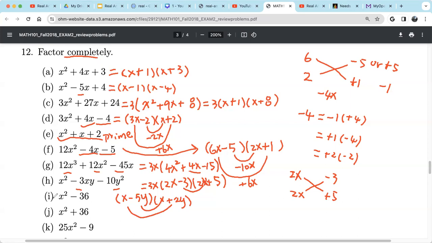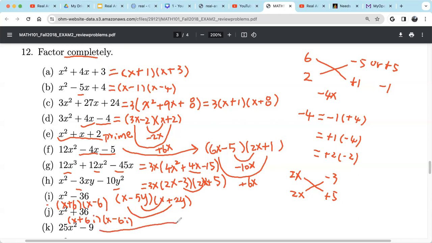So that's h. Well, for i, difference of two squares, right? Because 36 is 6 squared. So we can factor as x plus 6, x minus 6. Difference of two squares. And j can only be factored in complex. If we want to factor this, we can factor as x plus 6i, x minus 6i, right? Otherwise, in the real number system, x squared plus 36 cannot be factored.